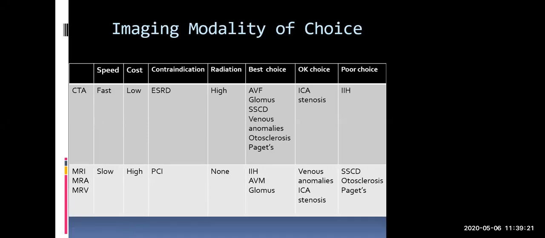As is listed here, the contraindications are listed here as well, and which diagnosis is a poor choice to order. So if you're really concerned about intracranial hypertension, ordering a CT angio is really not a very good idea because you're exposing that patient to a massive amount of radiation, and you can barely see an empty sella potentially on a CT angio.